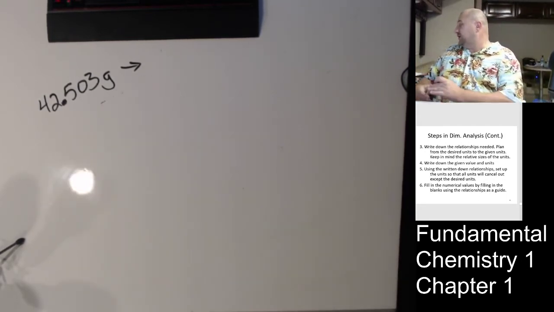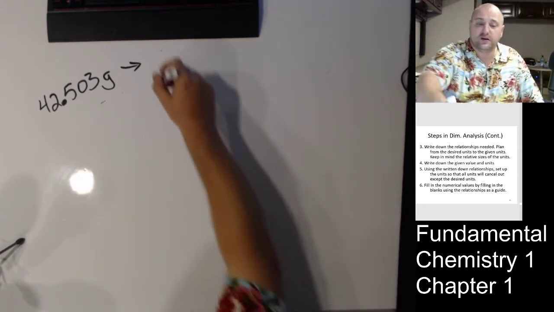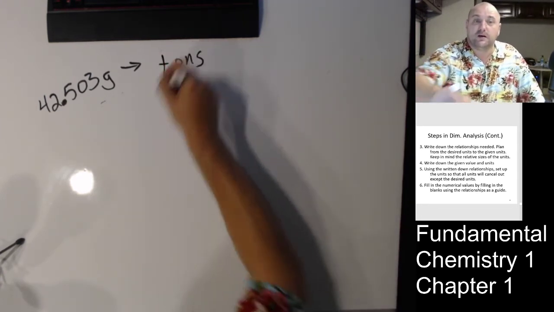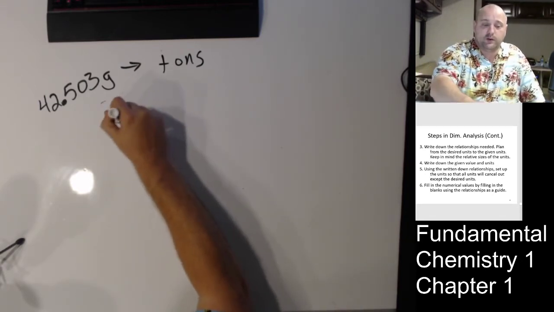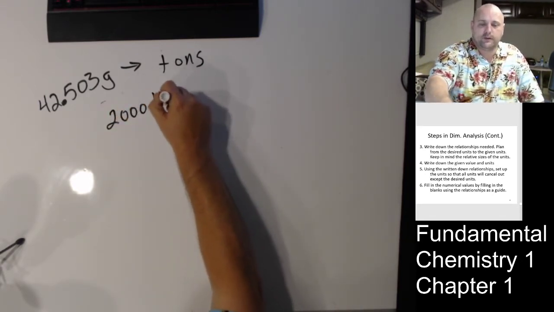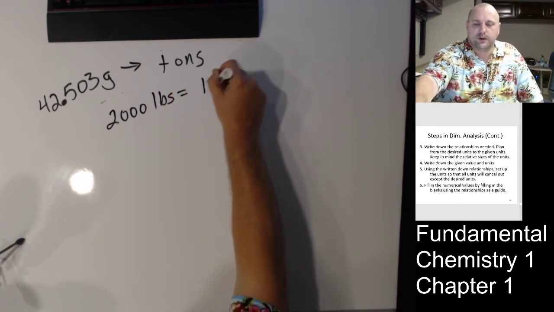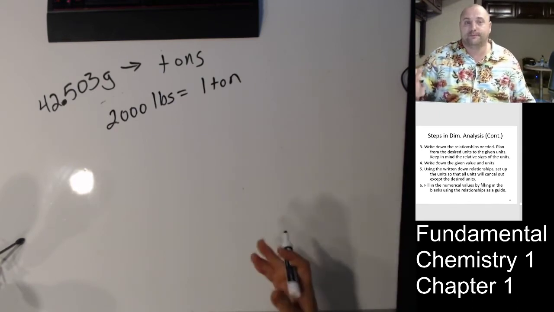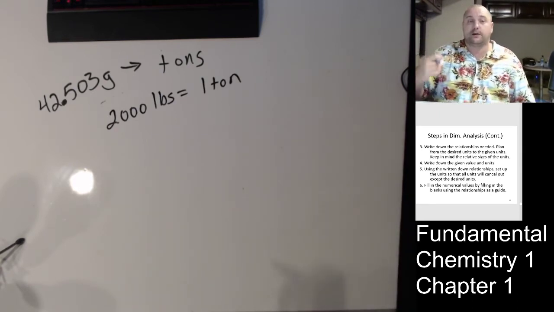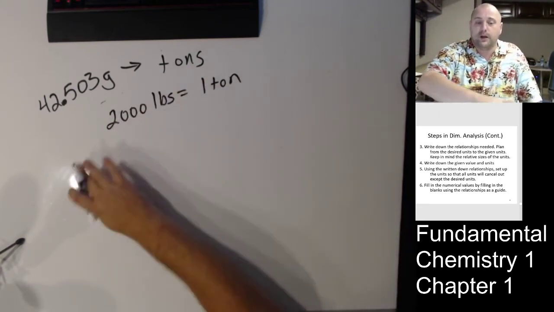All right. So when it does the next one, it says go to tons. It's actually quite repetitive. All right. Now that's one we need a special one. 2,000 pounds equals 1 ton. If you've never dealt with elephants or cars, you might not know that one. So I give that one to you. I think I had them included in the procedure. All right. So here we go.